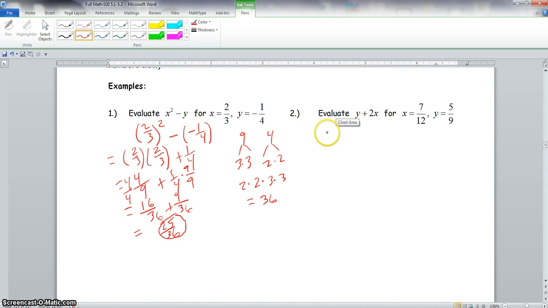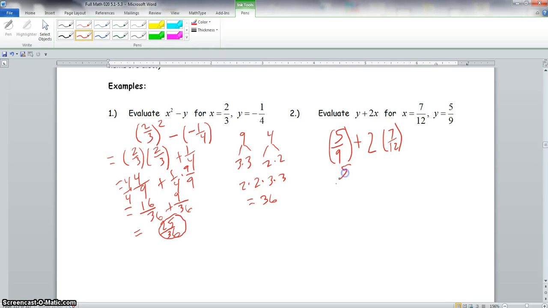Okay, class, we're about to finish up section 4.6. Now, we're on example 2, and we're going to substitute in this value for y. Y is 5/9. We'll put that in parentheses. Plus 2 times x is 7/12.